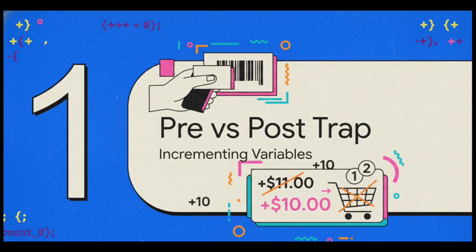Section 1. The pre versus post trap. Let's start with our first major bug. Imagine a customer brings an item to the scanner. The system is supposed to scan it, add it to the bill, and then increment the total count of items in their cart. But our system is doing this at the entirely wrong time. It's actually incrementing the price itself before the scan even finishes. That is what's causing that mysterious $11 charge for a $10 item.